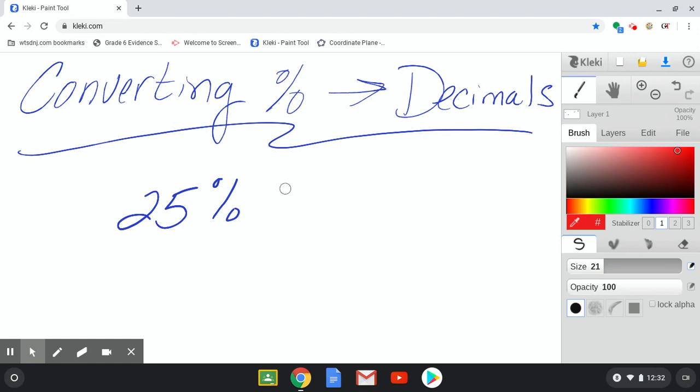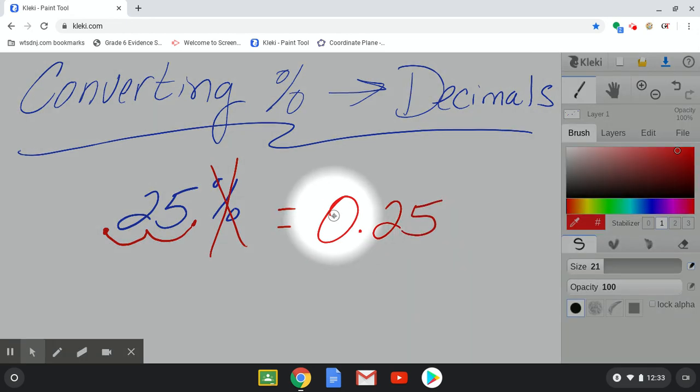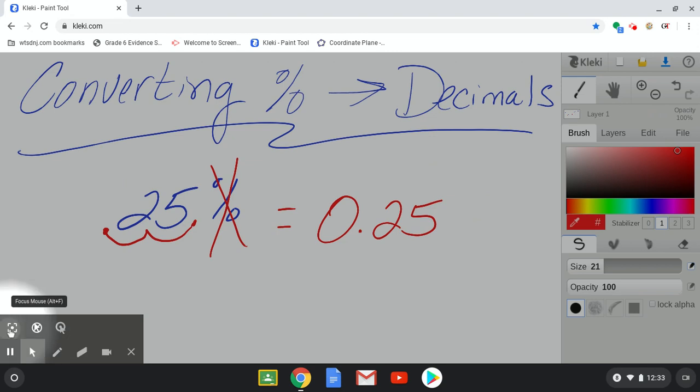So this doesn't have a decimal, but technically every number has a decimal at the end. So if I had it there, I would go 2 places to the left, and then I would drop my percent sign. So then 25% is equivalent to 0.25. You always want to put the 0 in the ones place if there is not a whole number there, meaning something greater than 1. Okay, so let's try a few more.